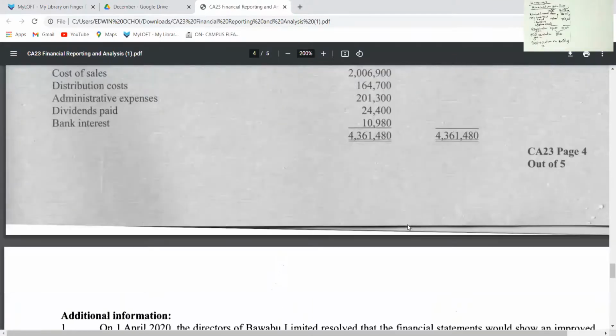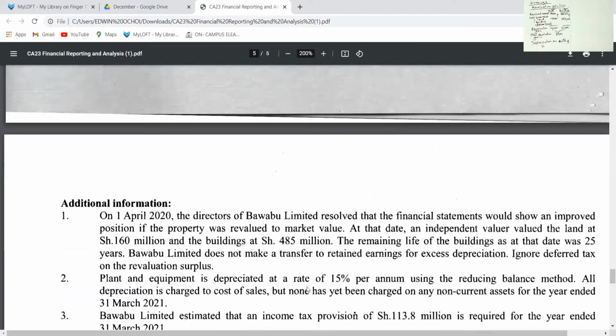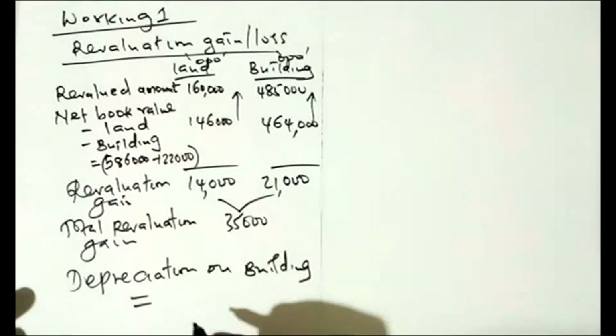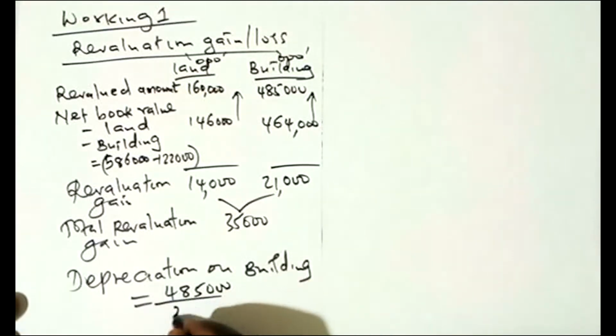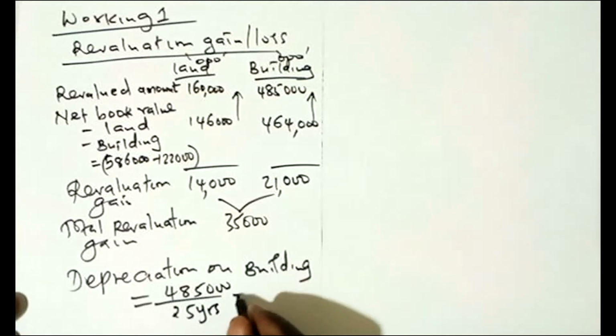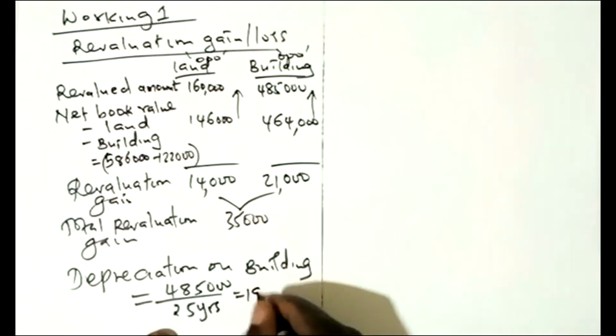That is what they say here in note 1. The remaining life of the building as at that date was 25 years. So that is 45,000 divided by the 25 years, so that you determine the depreciation for that year. So 45,000 you divide with 25, and you get 19,400.